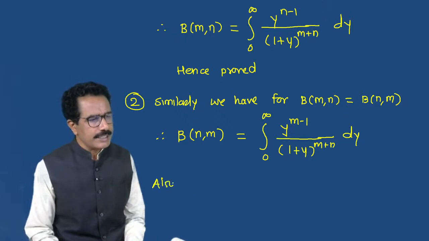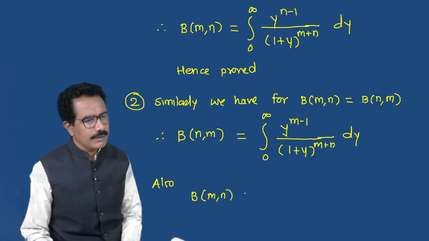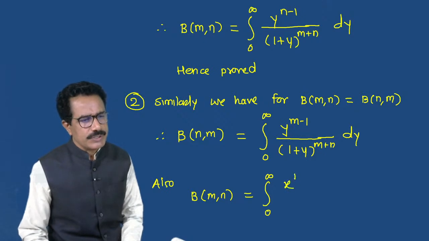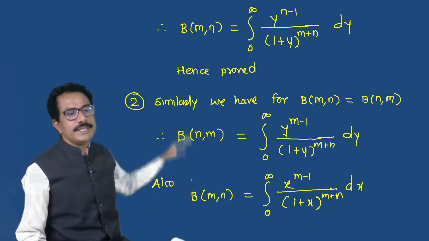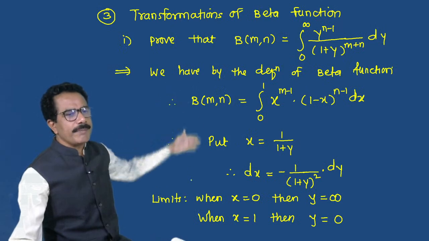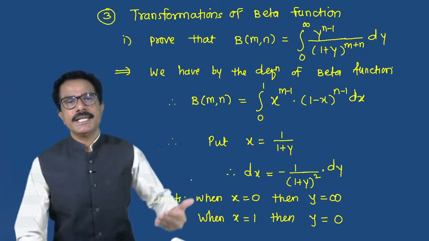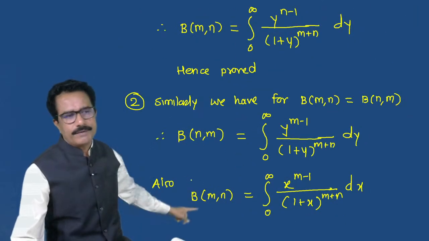Also we can write in terms of x, beta of m comma n as integral from 0 to infinity x raised to m minus 1 divided by 1 plus x raised to m plus n dx. This is in terms of x. So this is the transformation of the beta function. It means we can write the beta function in another integral form whose limits are 0 to infinity. These are the transformations of the beta function.